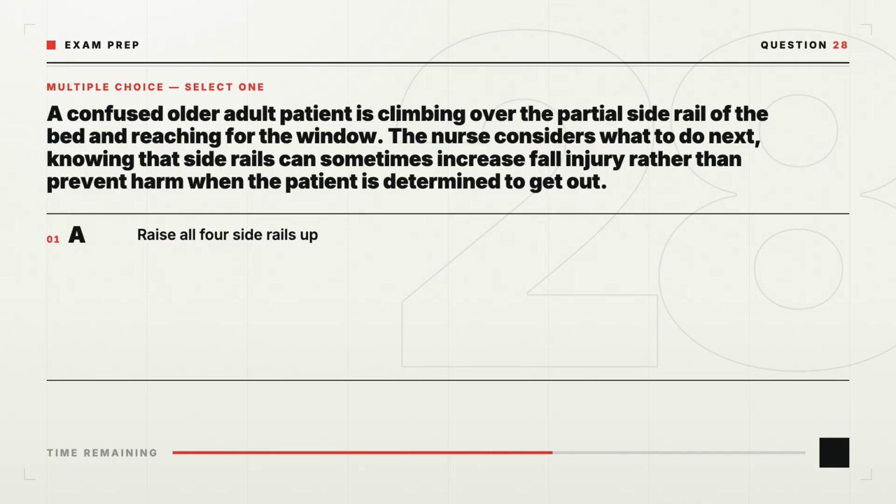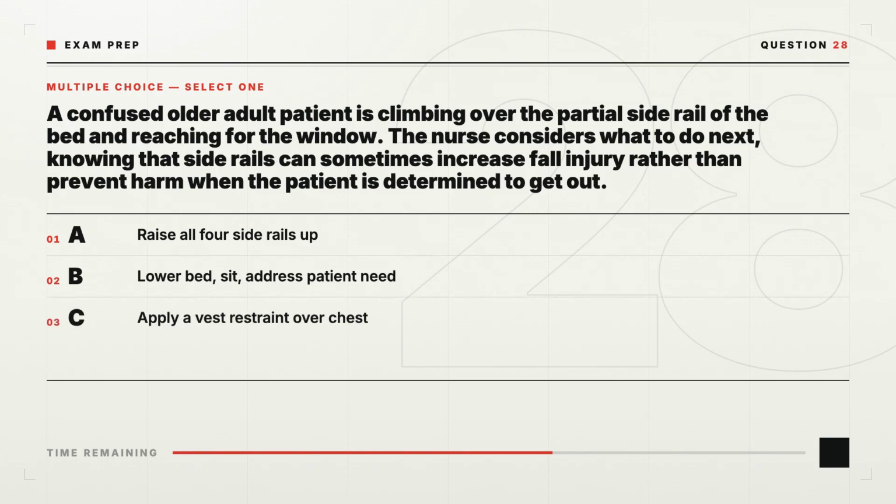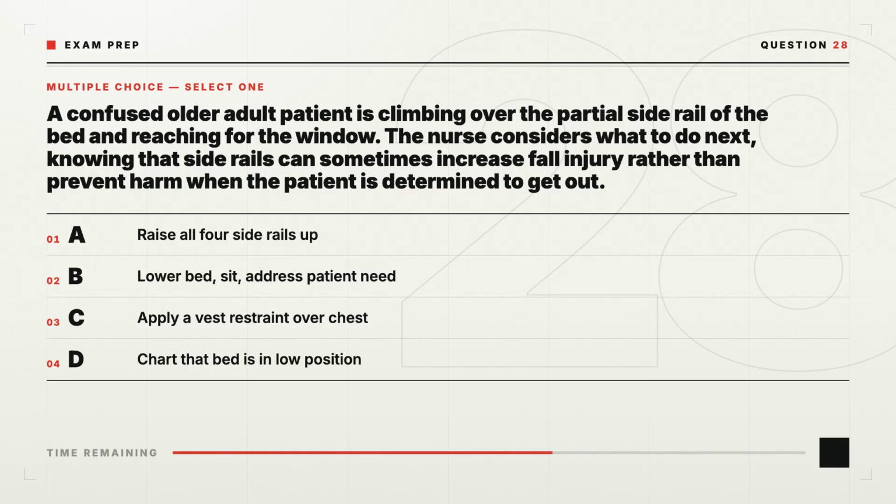Raise all four side rails up. B. Lower bed, sit, address patient need. C. Apply a vest restraint over chest. D. Chart that bed is in low position. What's your answer? Commit to one before I continue.